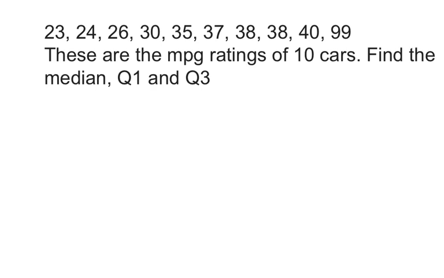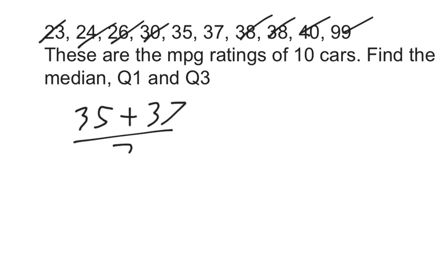Okay, so our first question is, we're given 10 numbers for cars, and they want us to find Q1, Q3, and the median. Well, the median we've already figured out how to find. All we have to do is cancel all these numbers out, and we get left with 2 in the middle, so 35 plus 37 divided by 2 is the median, which is 36.